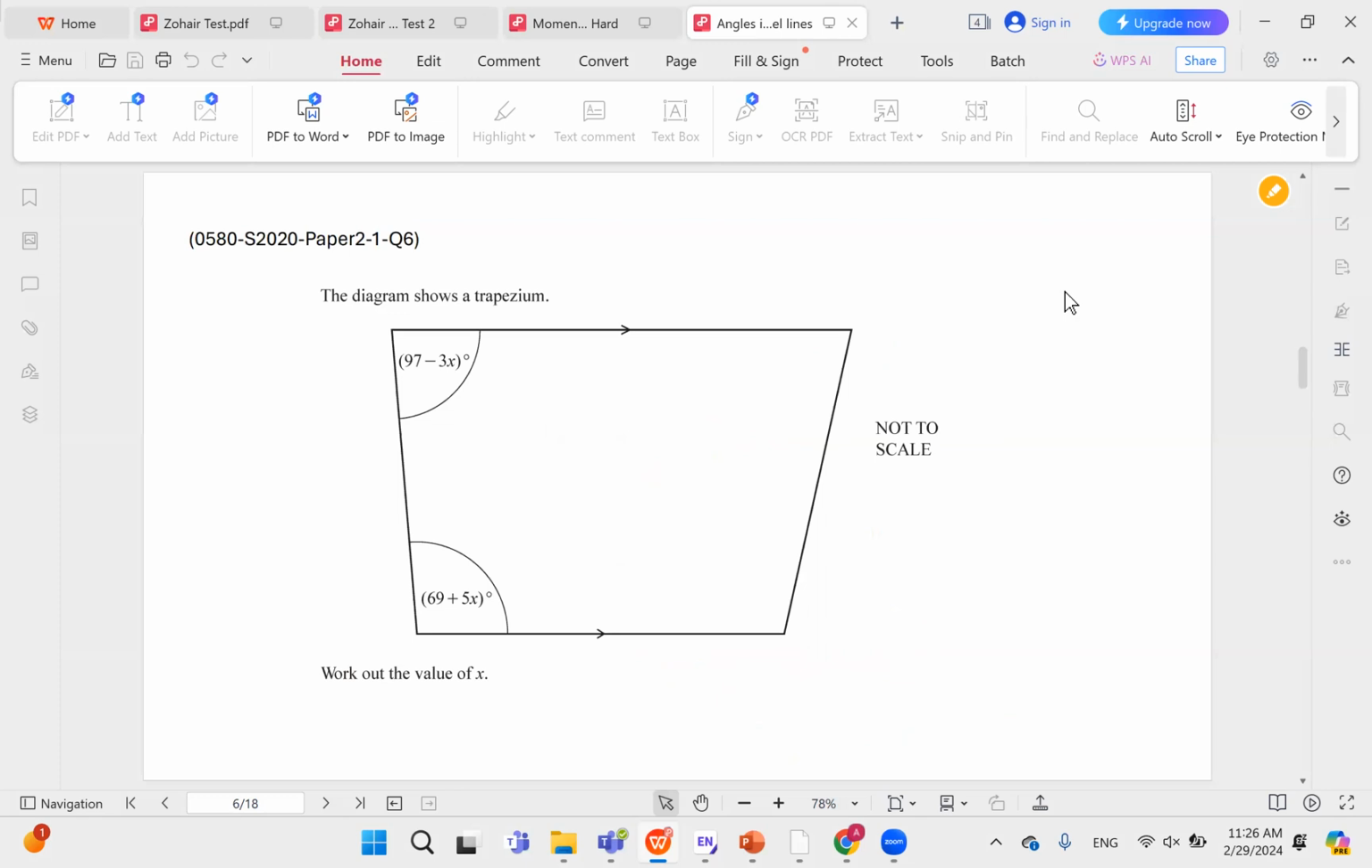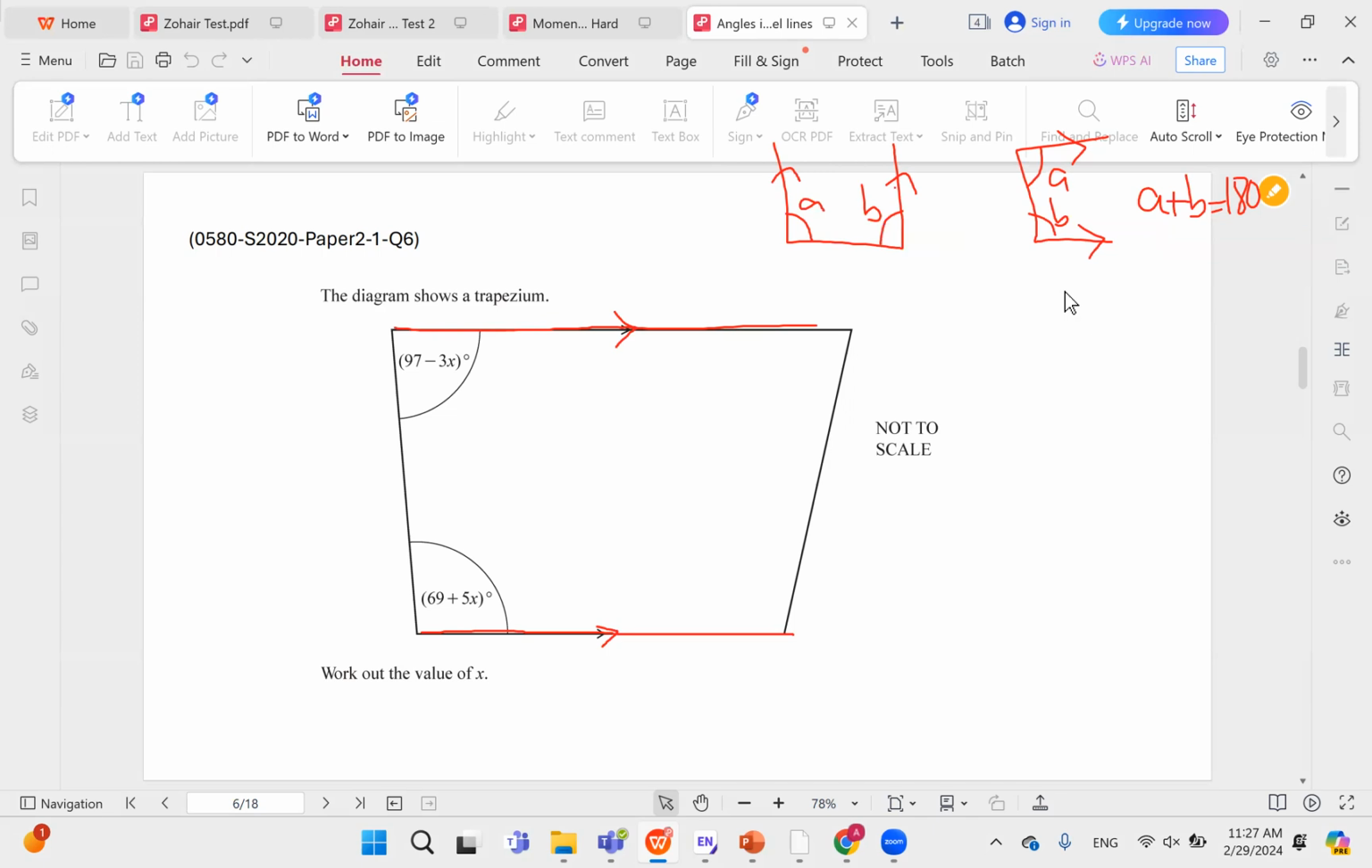The diagram shows a trapezium. Work out the value of X. So since we have two parallel lines, we should know that there are co-interior angles here. So another letter formed by parallel lines is the letter U. We have two parallel lines like this. These two angles, A and B, are called co-interior angles, and they are supplementary. So A plus B equals 180. Of course, you can have the letter U horizontally or vertically positioned like this. In both cases, A plus B will equal 180.